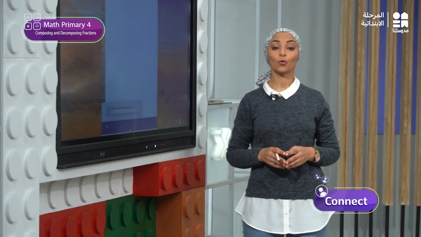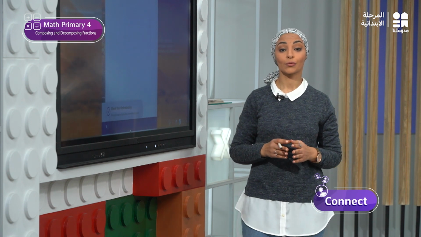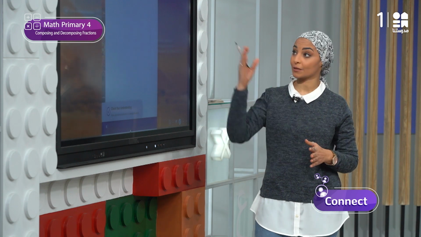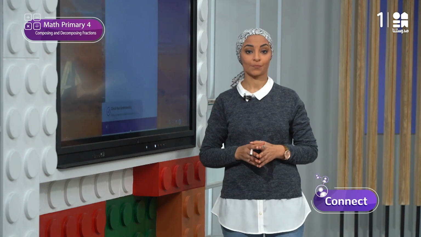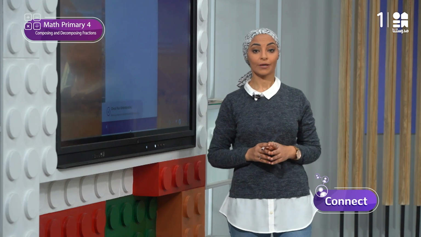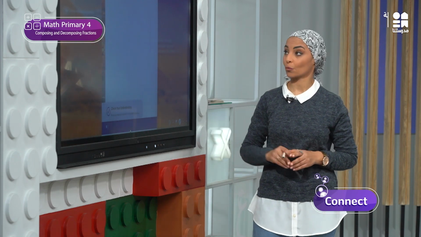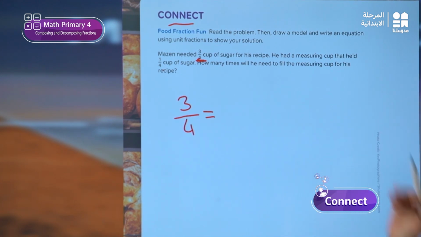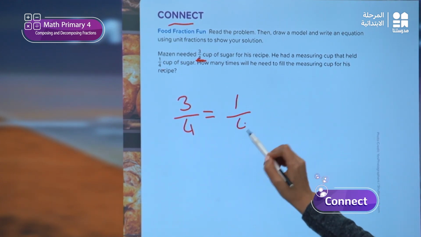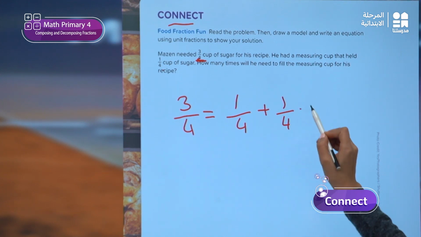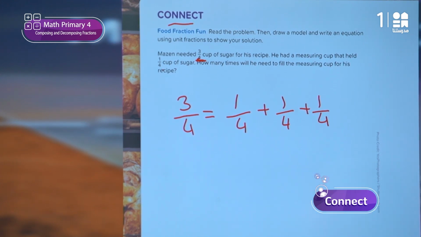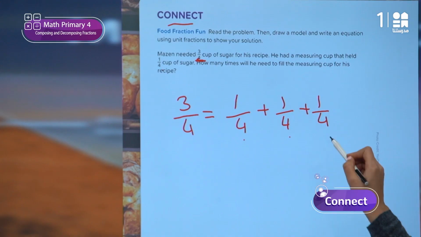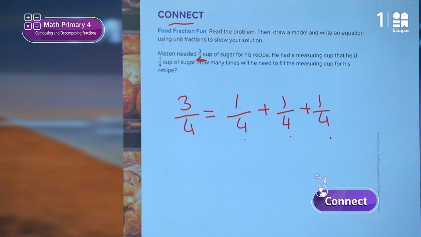Now we will decompose the 3/4 Mazen needs into unit fractions. I want to decompose 3/4 into unit fractions, which are 1/4. So the equation will look like what? 3/4 equals what? When I decompose it, it will be 1/4 plus 1/4 plus 1/4. Right? So Mazen needs to fill his cup how many times? He needs to fill his cup 3 times.